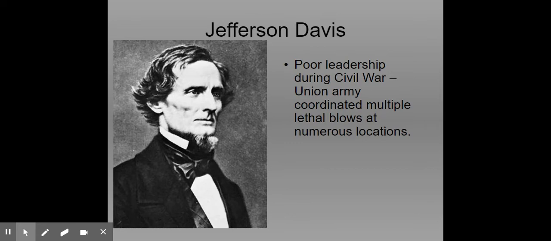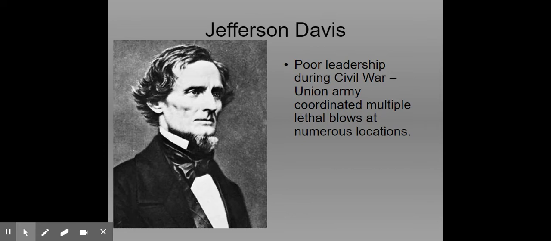Because of that poor leadership, the Union Army is able to coordinate multiple lethal blows at numerous locations at the same time. And critics are going to criticize Davis's leadership during the war, and that's going to help contribute to the eventual defeat of the Confederacy in a lot of historians' eyes.